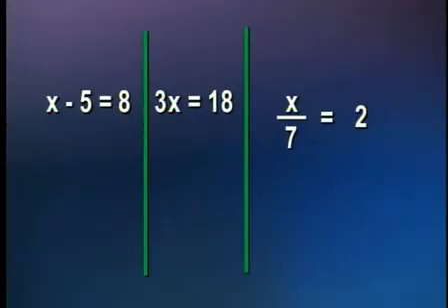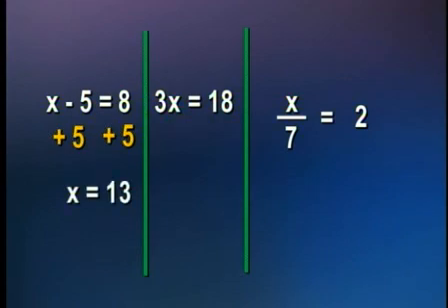Okay. Here are some other examples of how we can solve simple equations. The first equation, x minus 5 equals 8. Well, we want to remove the subtract 5. And how do we do that? Well, we'll add 5 to it. If we add 5 to the x minus 5, we have to add 5 to the 8, and we get x equals 13. If we check that, 13 minus 5 certainly equals 8.